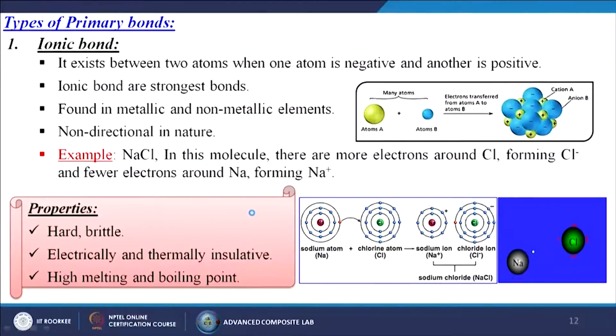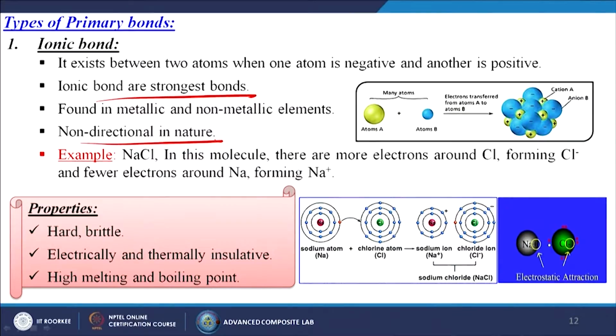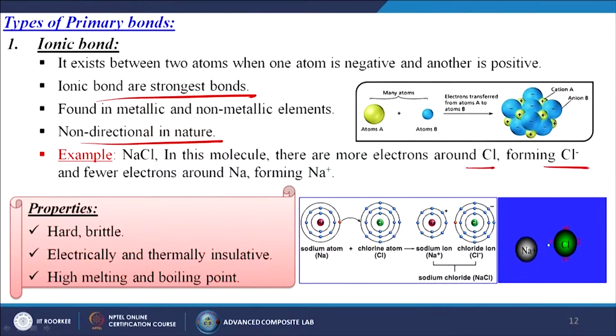Now first we will discuss the ionic bonds. It exists between two atoms when one atom is negative and another is positive. Ionic bonds are the strongest bonds found in metallic and non-metallic elements, non-directional in nature. The best example is salt, sodium chloride. In this molecule there are more electrons around chlorine forming Cl minus and fewer electrons around sodium forming Na plus. So, Na plus and Cl minus, positive and negative.